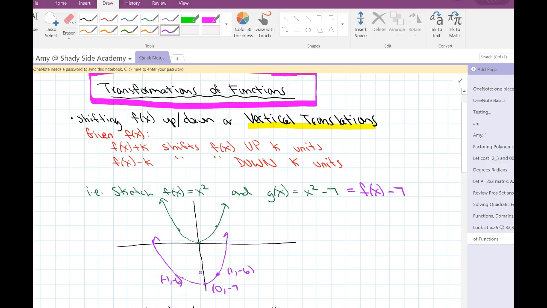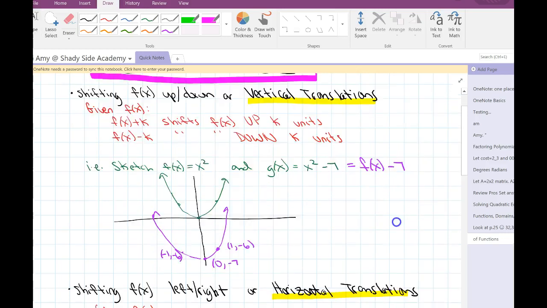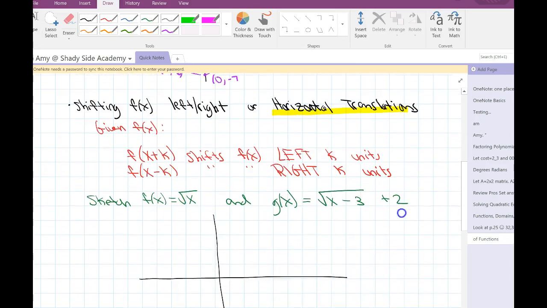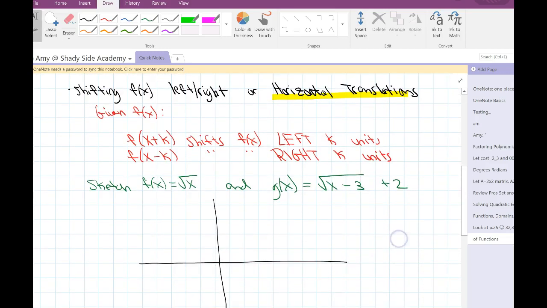So I know vertical translations you've seen before. And what's interesting is when you're given sometimes a function f of x and a function g of x to sketch, it's helpful to think about g of x in terms of f of x. So I did here in purple, all right? Then you also did last year shifting f of x left and right, or they're called horizontal translations. Translations, another word for just a slide or a shift, okay?